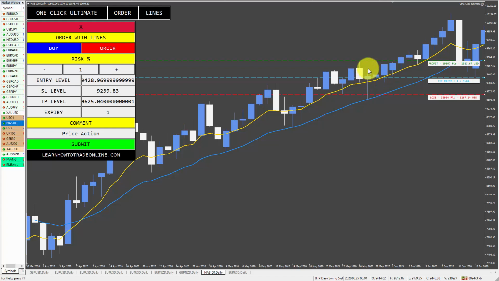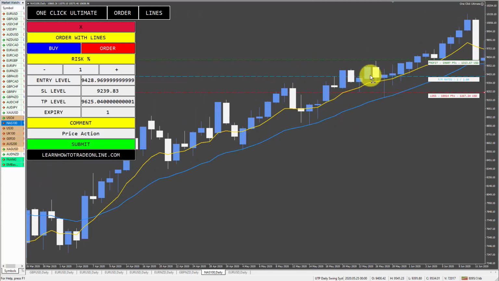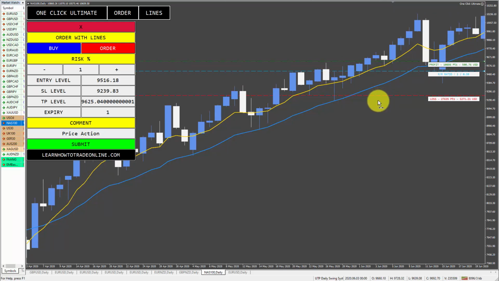Now as we carry on, you have a nice pin bar here. We've got ourselves an entry level just above this candle, and a stop loss just underneath.